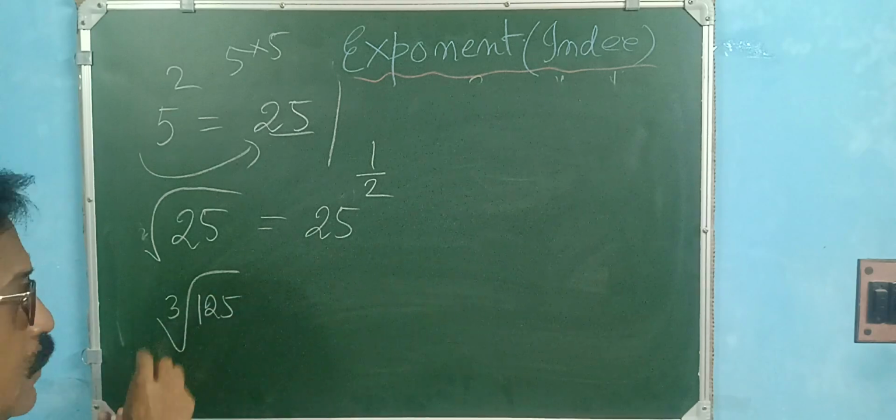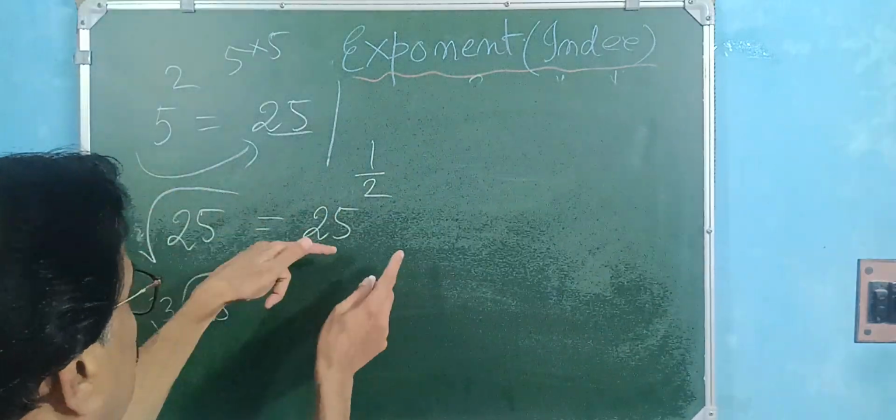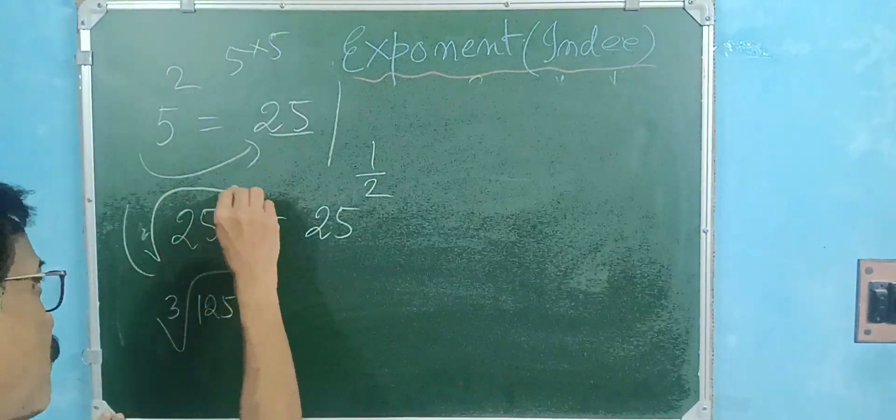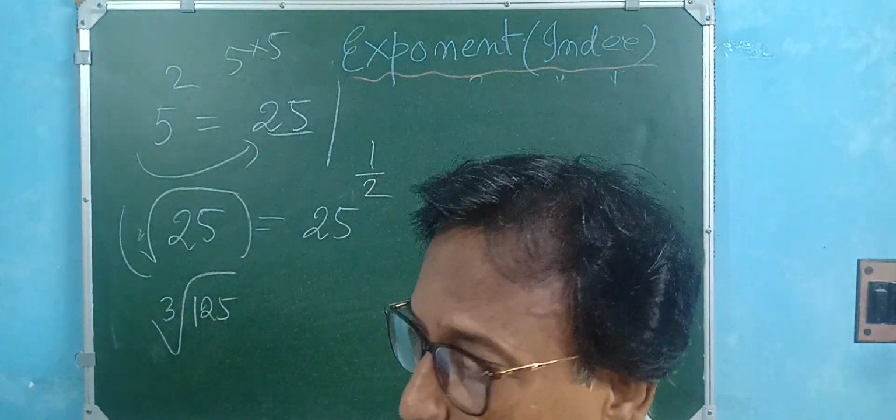Cube root of this in this way. Now, I just want you to understand how to convert this. So this is the square root. This is the square root. It converts to the exponents or power.